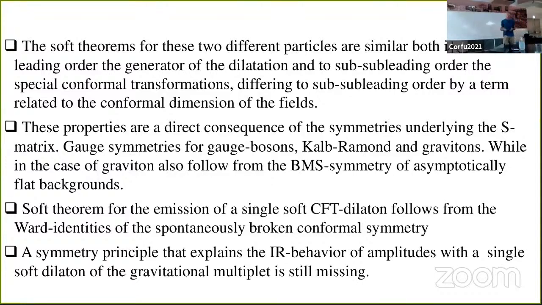The universality is a consequence of the symmetry of the theory. For example, you can prove that the soft theorems for the graviton, for the gauge boson, and for the Kalb-Ramond field are a consequence of the gauge symmetry. The soft theorem for the graviton, as Strominger has proved in a very interesting paper with collaborators, is also a consequence of the Ward identity of the BMS symmetry.